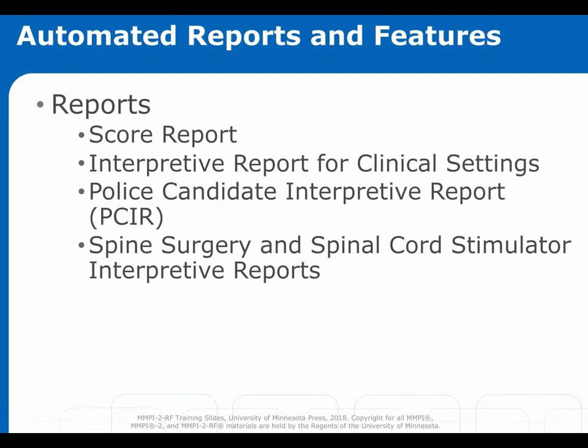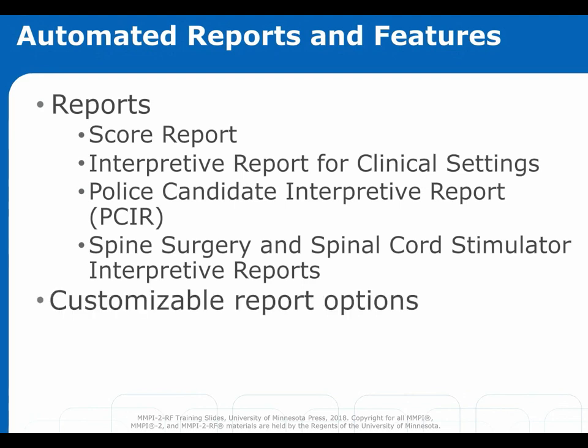The fourth available automated report is the Spine Surgery and Spinal Cord Stimulator Interpretive Report. This report also has all of the features of the basic score report, but also includes interpretive statements regarding the validity and substantive interpretations based on the test taker's MMPI-2-RF scores. In the case of this report, these interpretations are specifically focused on issues relevant to screening spinal surgery and spinal cord stimulator candidates and are based on research using the MMPI-2-RF in these contexts.